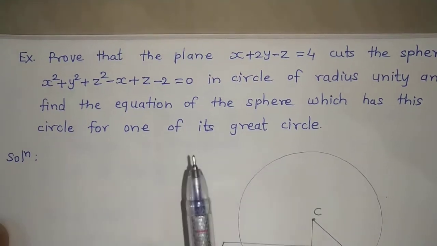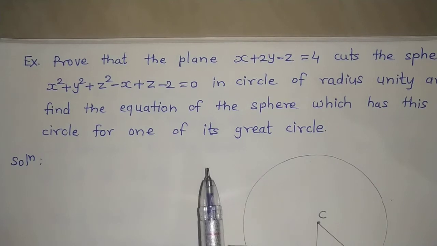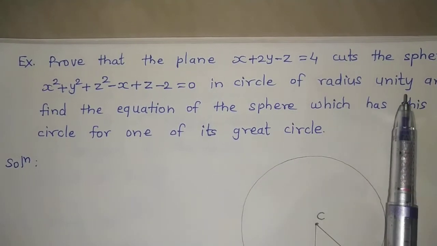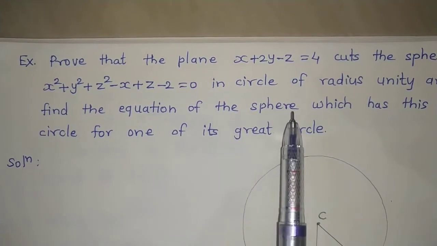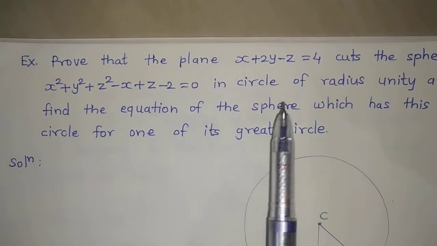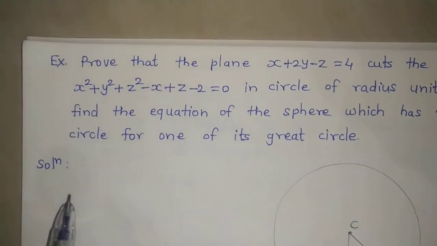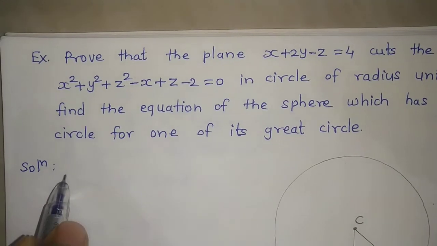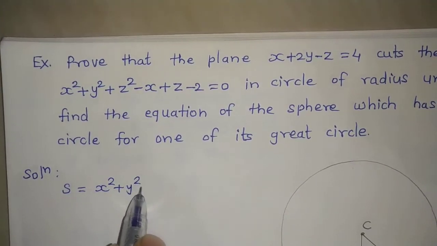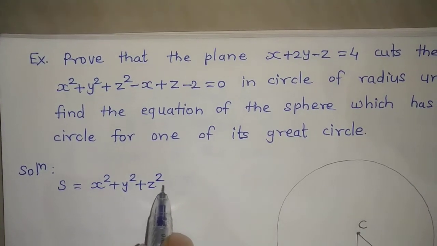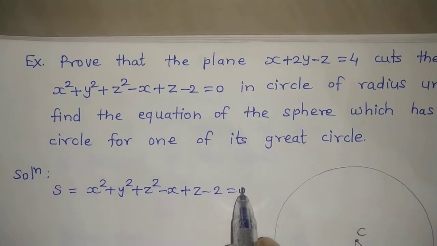Now there are two parts in this example. Number one, to prove that the radius of this circle is unity, that is 1, and second, find the equation of the sphere which has the given circle as one of its great circles. First of all, I write the equation of the sphere, that is S = x² + y² + z² - x + z - 2 = 0.